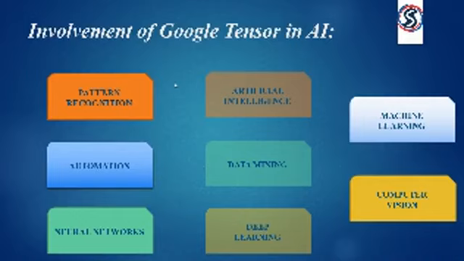So Pixel 6 and Pixel 6 Pro have lower power consumption as compared to the previous Pixel phones. Before going to the example, I will tell you what the involvement of the Google Tensor is: pattern recognition, automation, neural networks, artificial intelligence, data mining, deep learning, machine learning, and computer vision. All of these are subsets of artificial intelligence.